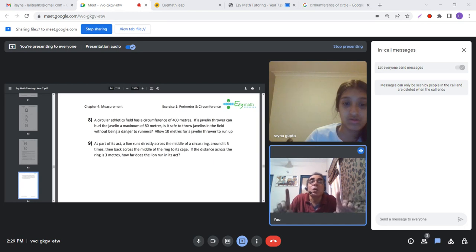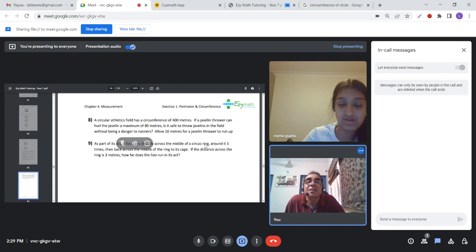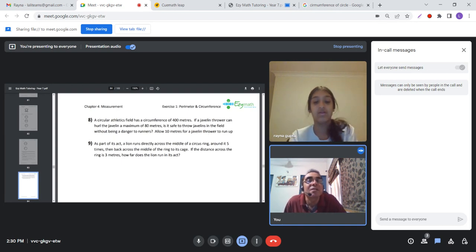Now he throws a javelin with a maximum of 80 meters. That is the second part of the question. If a javelin thrower can hurl the javelin a maximum of 80 meters, and he needs 10 meters to run up, total distance is 127 meters if he's starting from one point of the circumference. So 80 plus 10 will make 90. 127 minus 90 means he's still having some room.